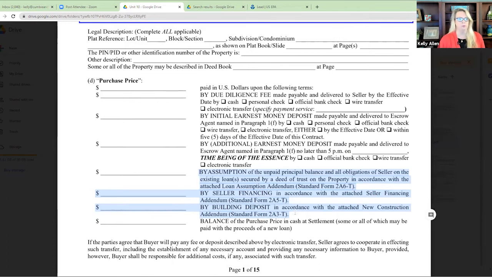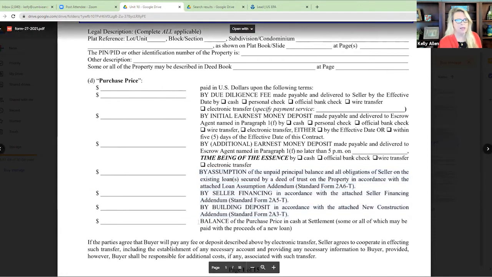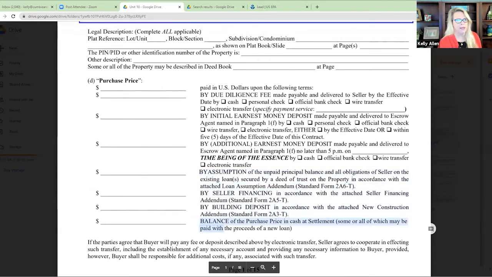Is this going to be regarding a building deposit of some sort? And if so, let's go ahead and attach the new construction addendum. And then last but not least, you got to do some math and come up with the balance. And if math is not your jam, you're going to find someone who is good at addition to go ahead and create that balance for you.